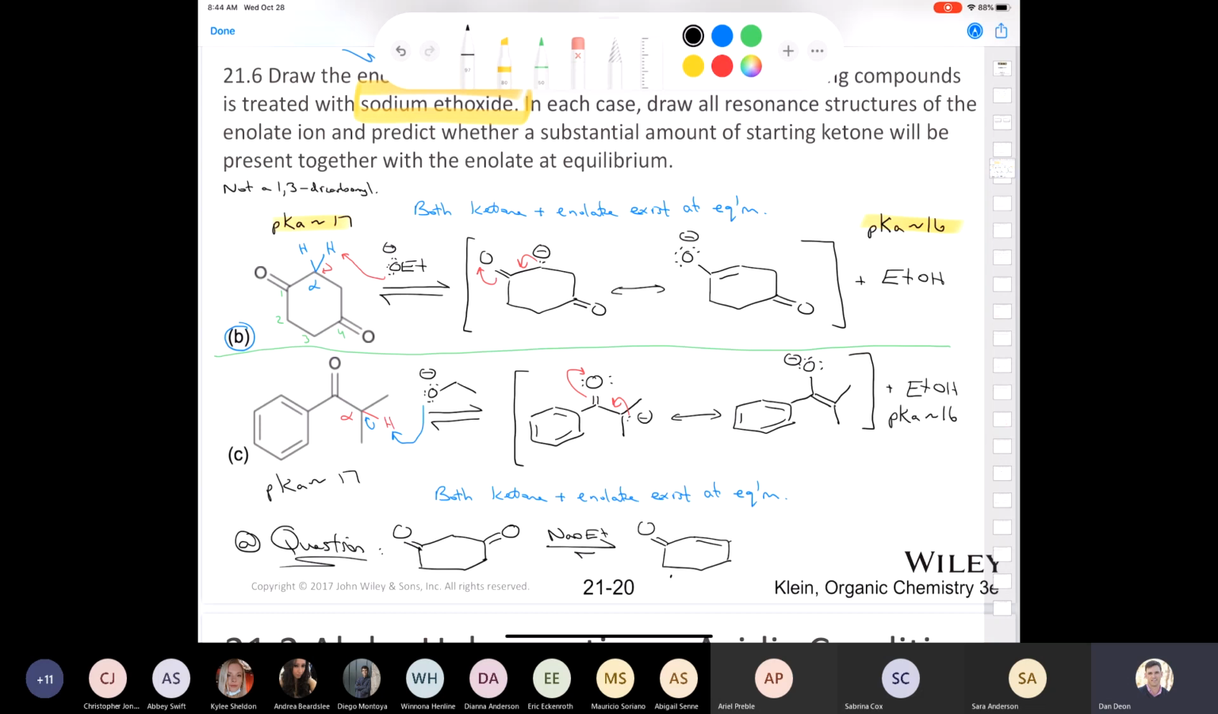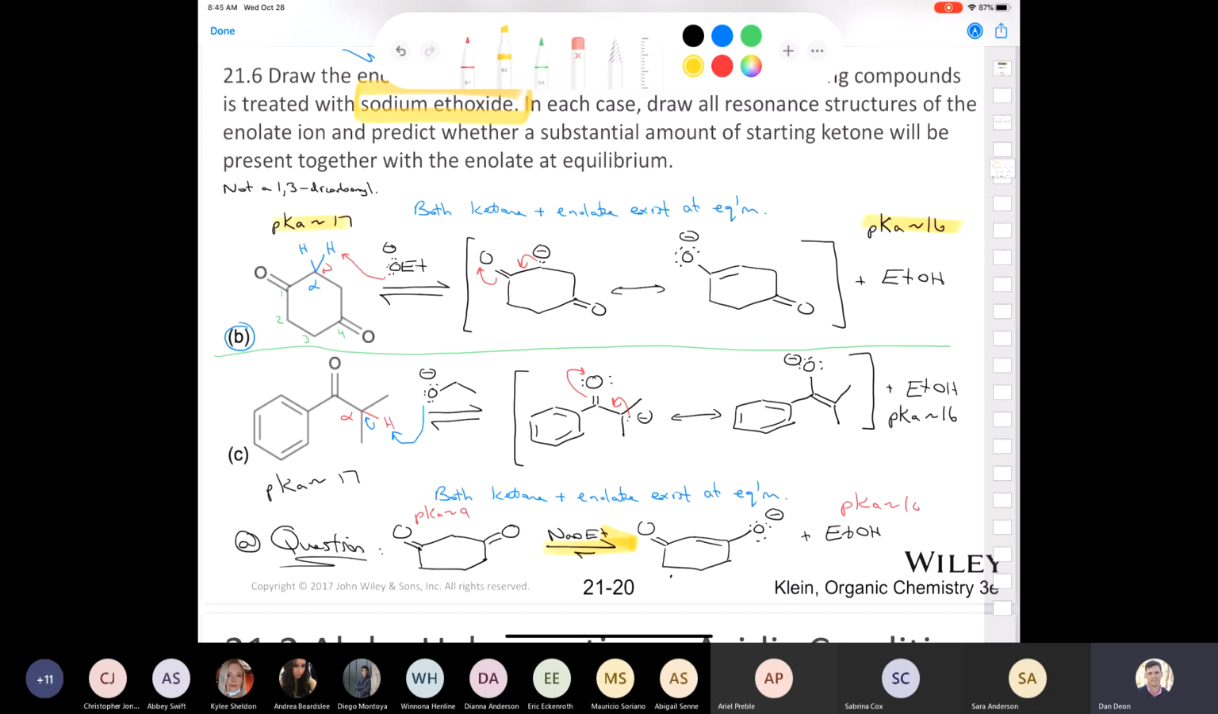And the reason why is because if we compare the pKa here, the pKa of the 1,3 dicarbonyl was around 9, and the pKa of ethanol is around 16. So the equilibrium is going to lie to the side of the products. Okay. Anyhow, I asked you to look at it. Anyhow, let's talk about some reactions.